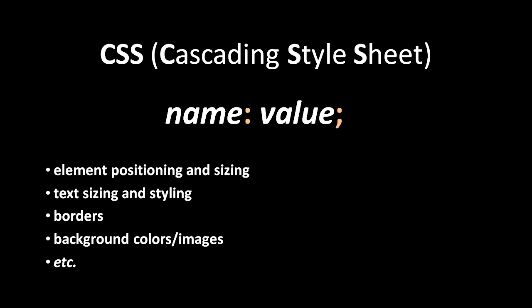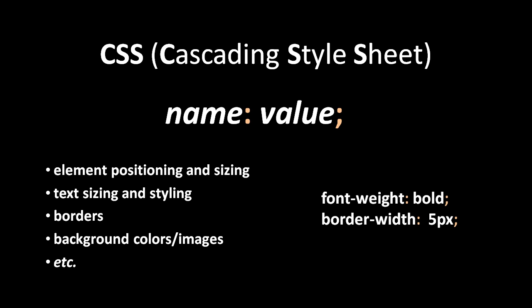When we express a property, we write it as name, colon, value, semicolon. So here, for example, are two properties. First, font-weight: bold. That means make the font bold for whatever element this is being applied to. And then border-width: 5px, meaning 5 pixels. That means give the element a border which is 5 pixels wide.